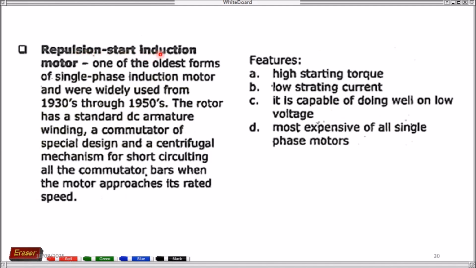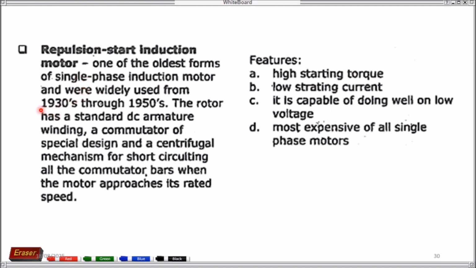Then we have the repulsion start induction motor. So this is one of the oldest single phase induction motors and was widely used from the 1930s through the 1950s. So the rotor has a standard DC armature winding, a commutator of special design, and a centrifugal mechanism for short circuiting all the commutator bars when the motor approaches its rated speed. So the main feature of the repulsion start induction motor is wala po siyang capacitor, and it is one of the oldest, pinakaluma na mga types of single phase motor.